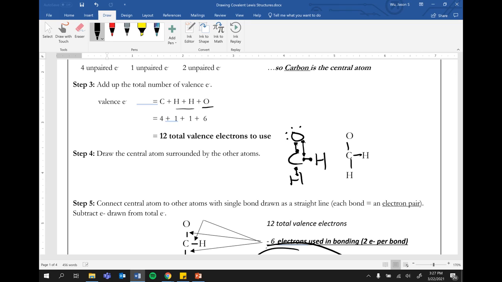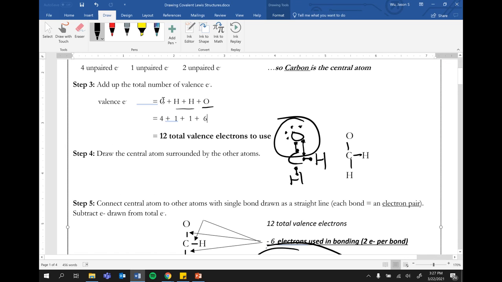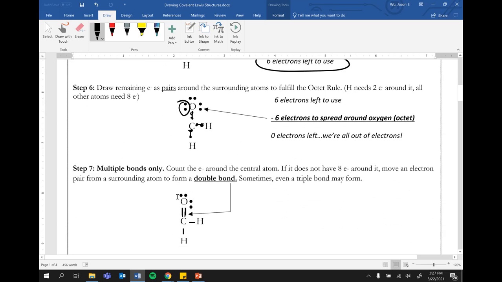Hydrogen each has 1 valence electron, and it has 2 total. Oxygen has 1, 2, 3, 4, 5, 6 valence electrons and 8 total. So each atom has the right number of valence electrons and a full outer shell. So that means it is a correct drawing.